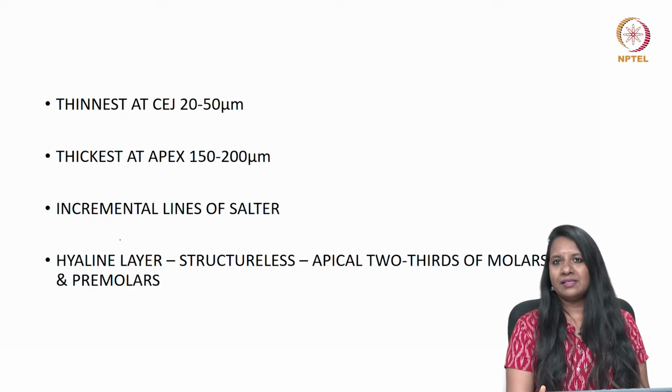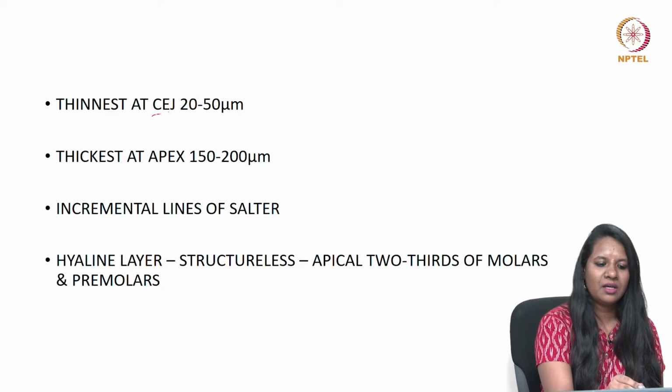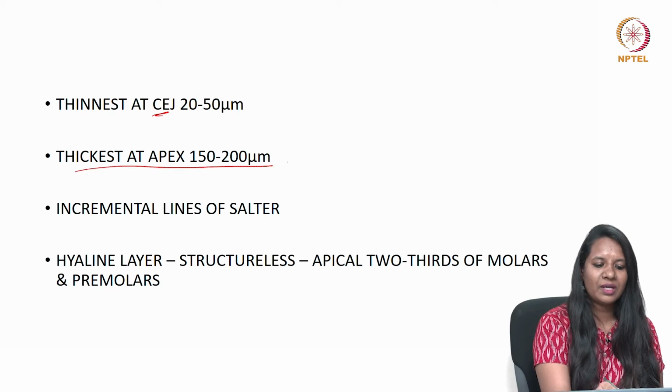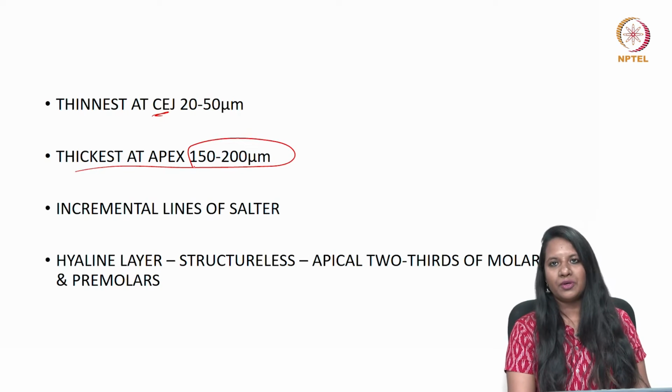So, the thickness varies. It is thinnest at the CEJ, where it is 20 to 50 micrometers, and it is thickest at the root apex, where it is 150 to 200 micrometers.